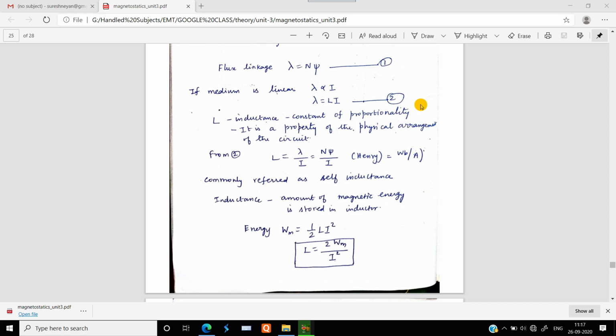The unit of this inductance is the Henry, or Weber per ampere. Why Weber per ampere? Weber is the unit for the magnetic flux or flux linkage. So magnetic flux linkage divided by current is the inductance. So we have Weber per ampere, which is represented by the common unit of Henry.